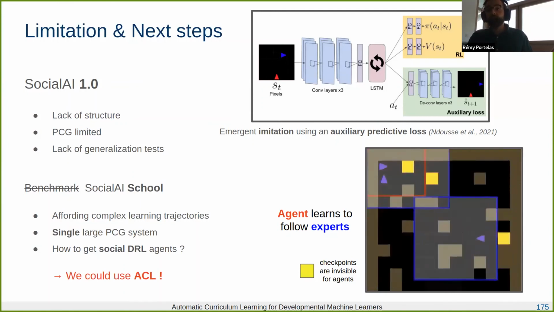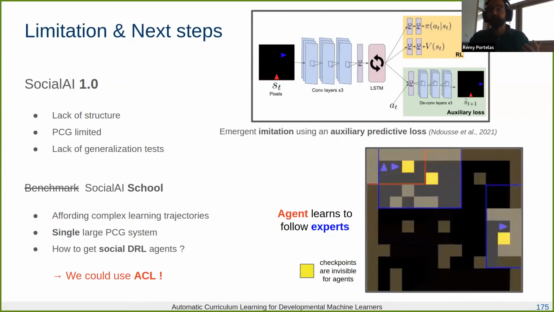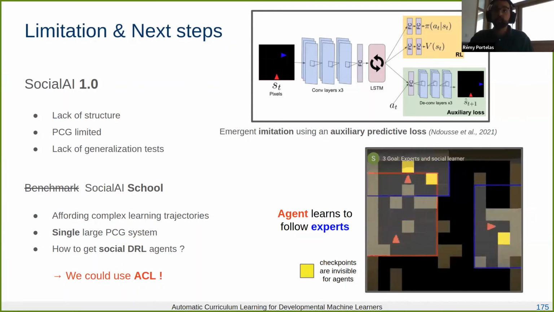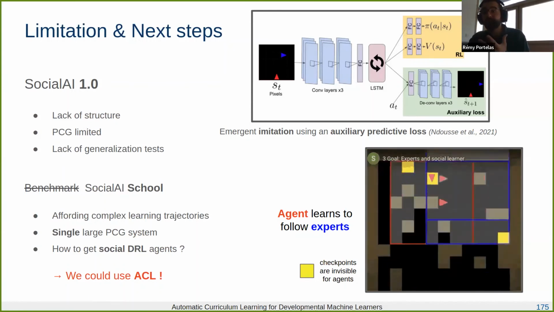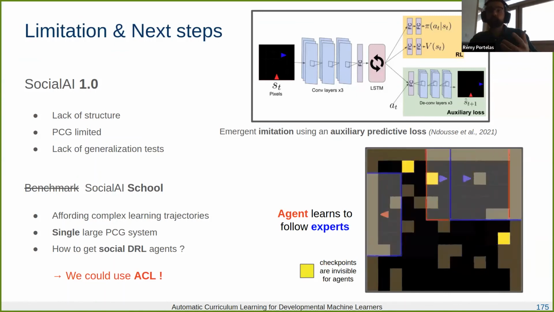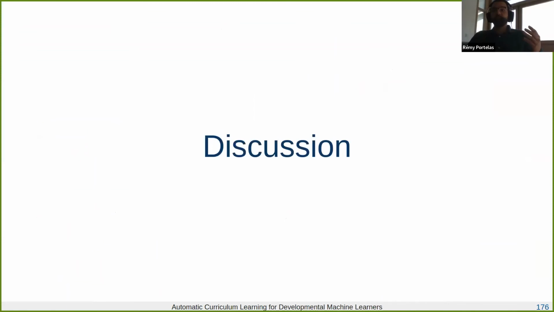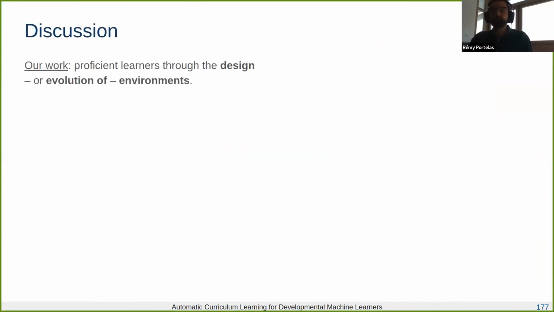And obviously, regardless of how the social DRL agent is engineered, it would be quite interesting to see how ACL methods could help in controlling its training session over the procedural social environments. So to be continued. All right, now let's conclude and discuss interesting next steps related to this thesis.